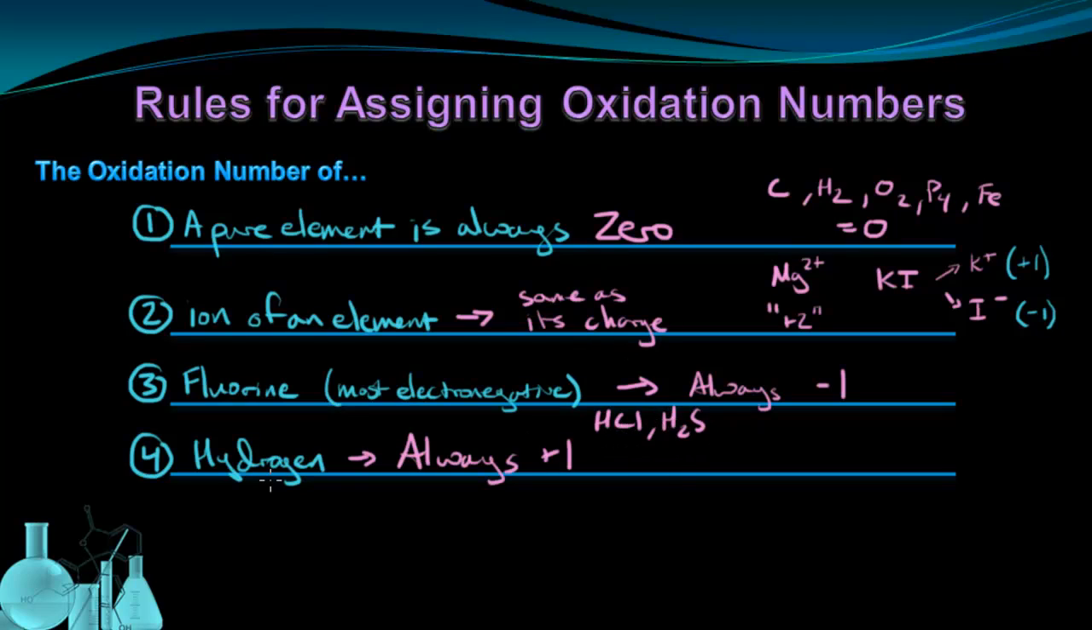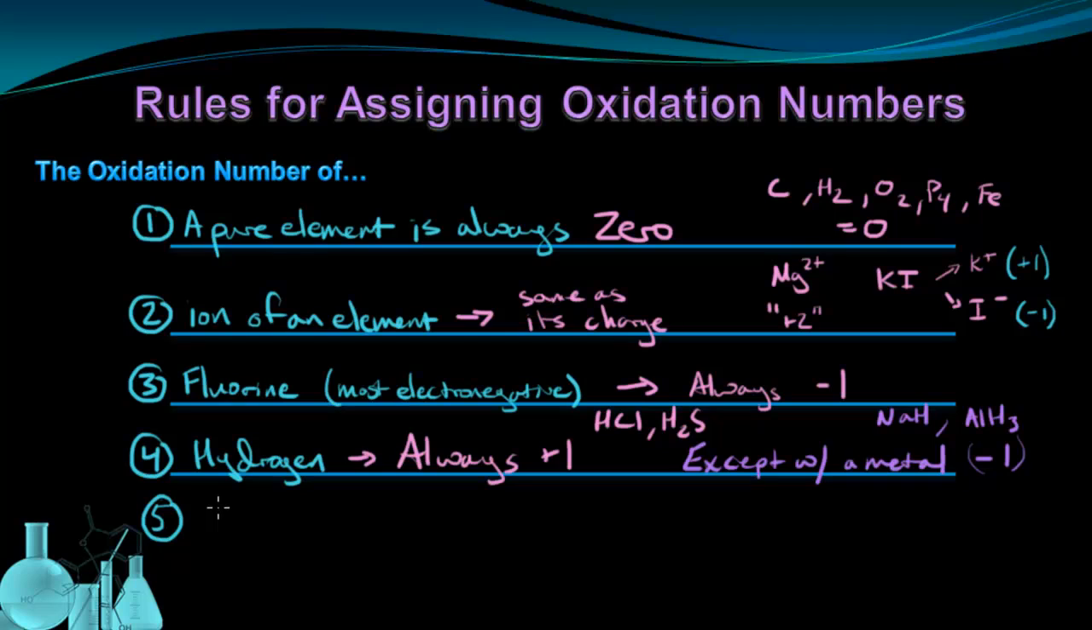However, there is an exception for hydrogen. When hydrogen is with a metal, it instead has a -1 oxidation state. So for example, sodium hydride: the sodium is a metal in this case, so hydrogen has a -1. And another example would be aluminum hydride. In this case, aluminum is the metal, and hydrogen has a -1 oxidation state.